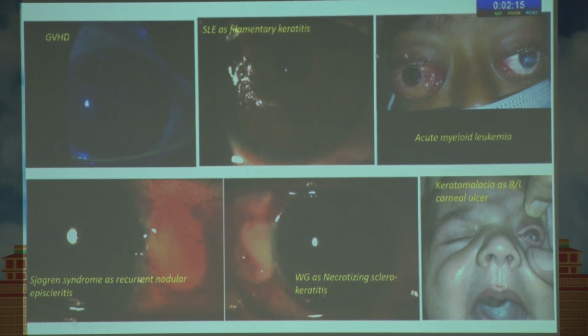Patients with systemic lupus erythematosus presented for the first time with filamentary keratitis and were retrospectively diagnosed to have systemic lupus erythematosus. This patient, because of proptosis, presented to us with a left eye corneal ulcer, but actually the patient had acute myeloid leukemia, and because of that, he developed exposure keratopathy and secondarily got infected to have fungal keratitis. Similarly, this patient with necrotizing sclerokeratitis had Wegener's granulomatosis, and this patient had a bilateral corneal ulcer, which was actually because of vitamin A deficiency.